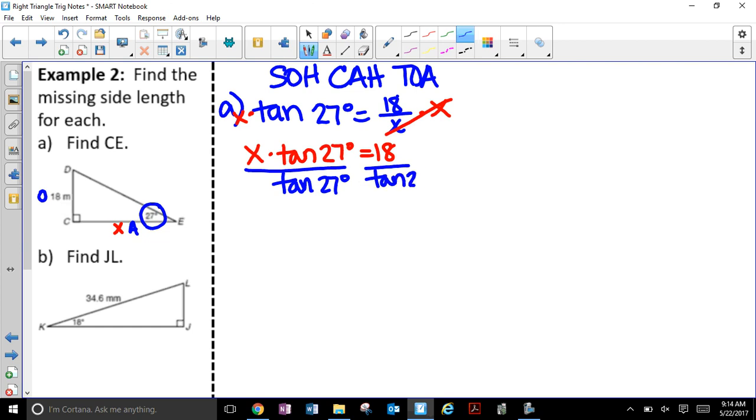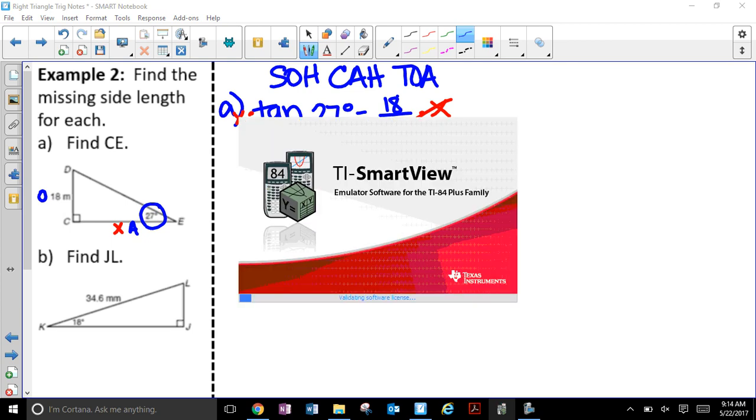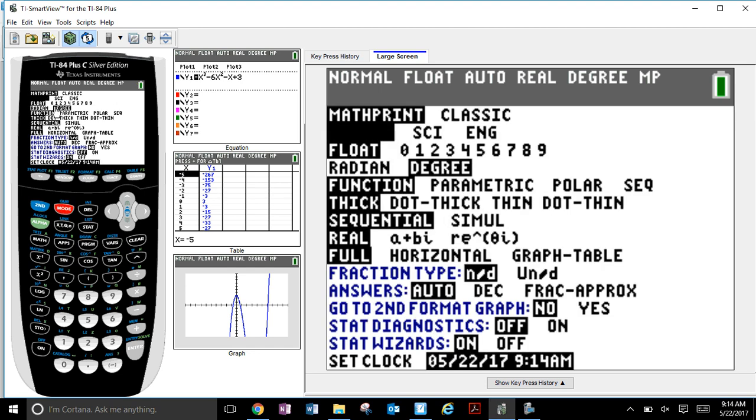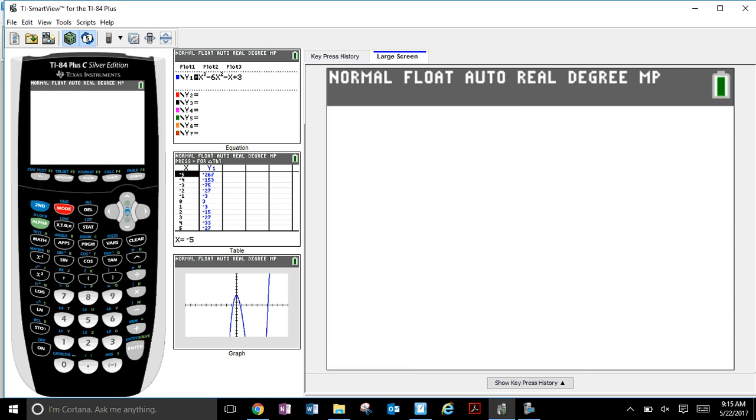So we got to solve for X, which is what they wanted us to find, which is CE. So that cancels. And now you're going to type this in your calculator. Now you do want to make sure that your calculator is in degree mode. So you hit mode, and you want to make sure that degree is highlighted here. If radian is highlighted, then you can go down, put your cursor on degree and hit enter, and then it'll highlight degree now instead of radian.